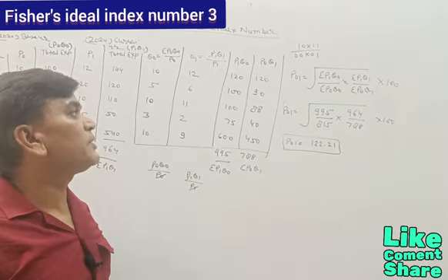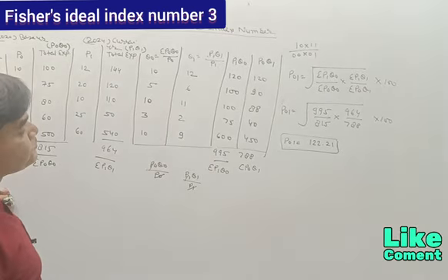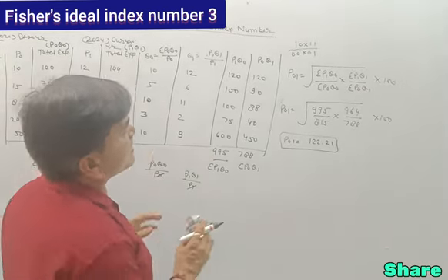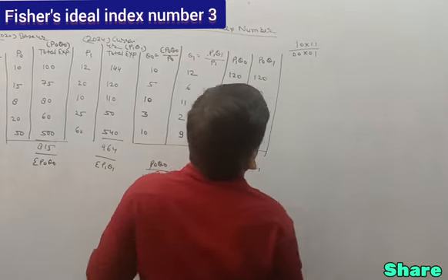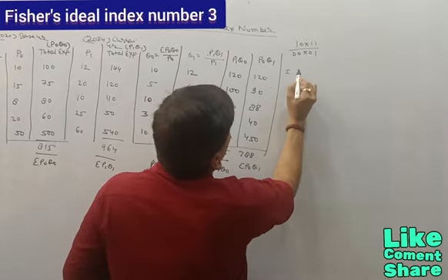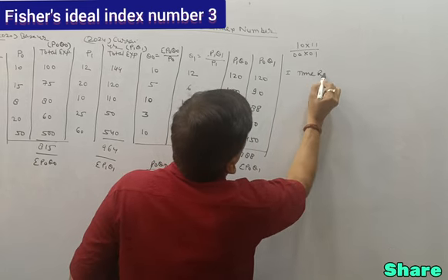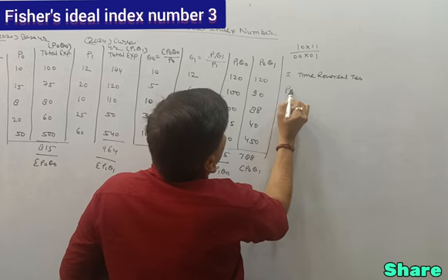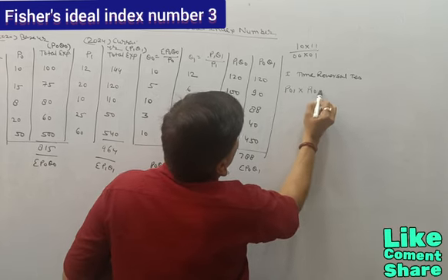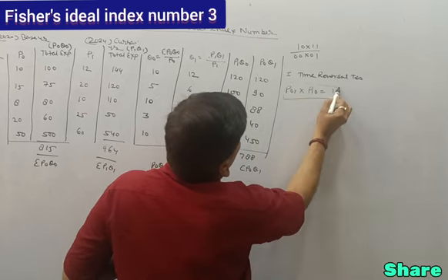Now we have to check the test of significance. For the significance test, the first test is called the time reversal test. First one is the time reversal test. Time reversal test: P01 multiplied by P10 is equal to 1. That is the time reversal test.